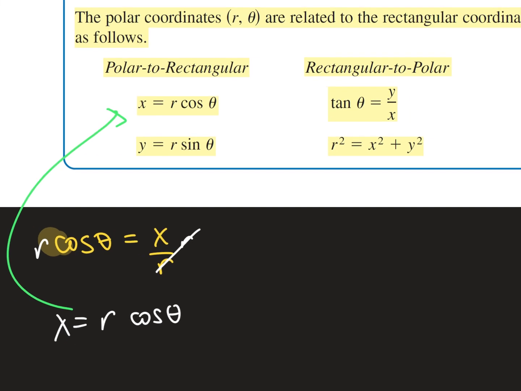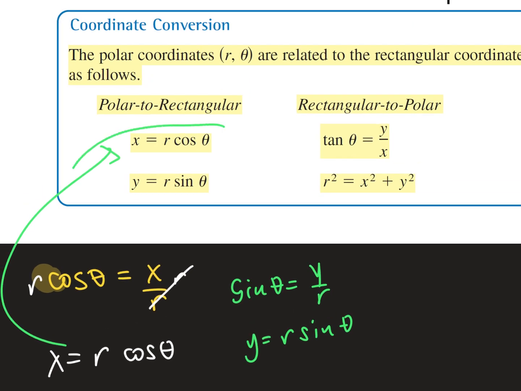So if I said to you, okay, well, the sine of theta is Y over R, how would you solve this for Y? You multiply both sides by what? R. So it'd be Y equals R times the sine of theta. So when you're given a polar coordinate and you have to go to rectangular, you're going to use these two little conversion formulas. Super easy.